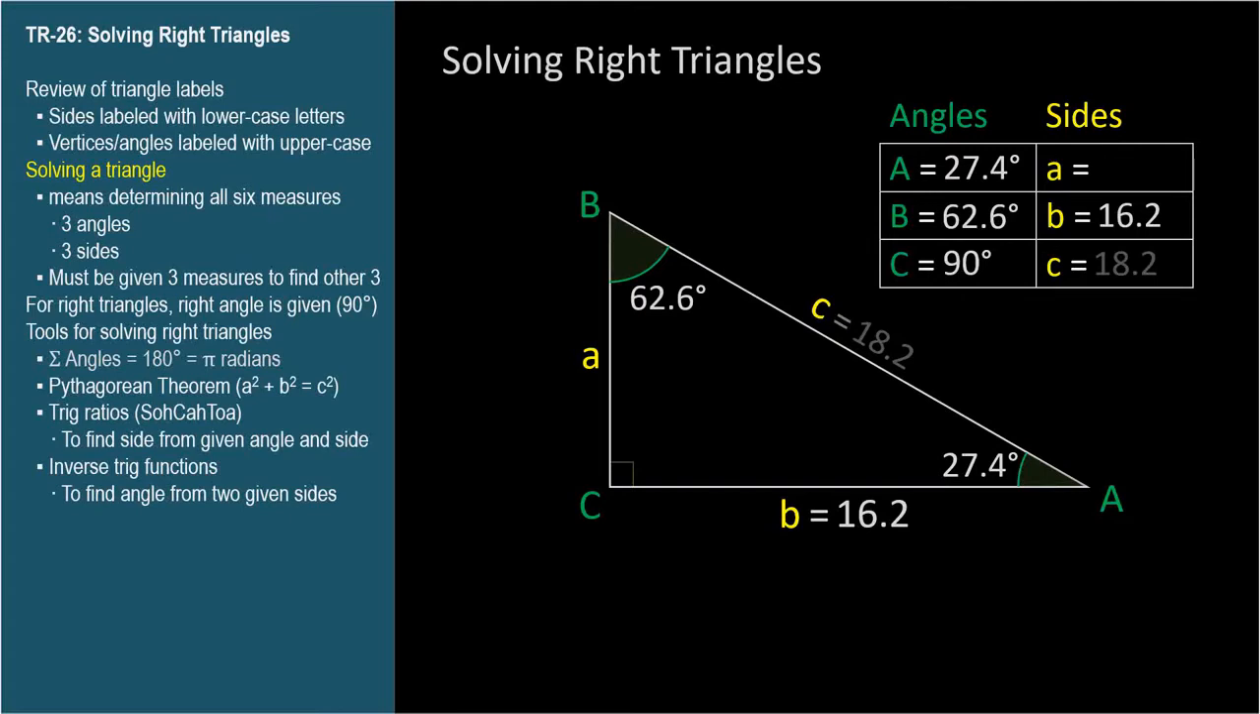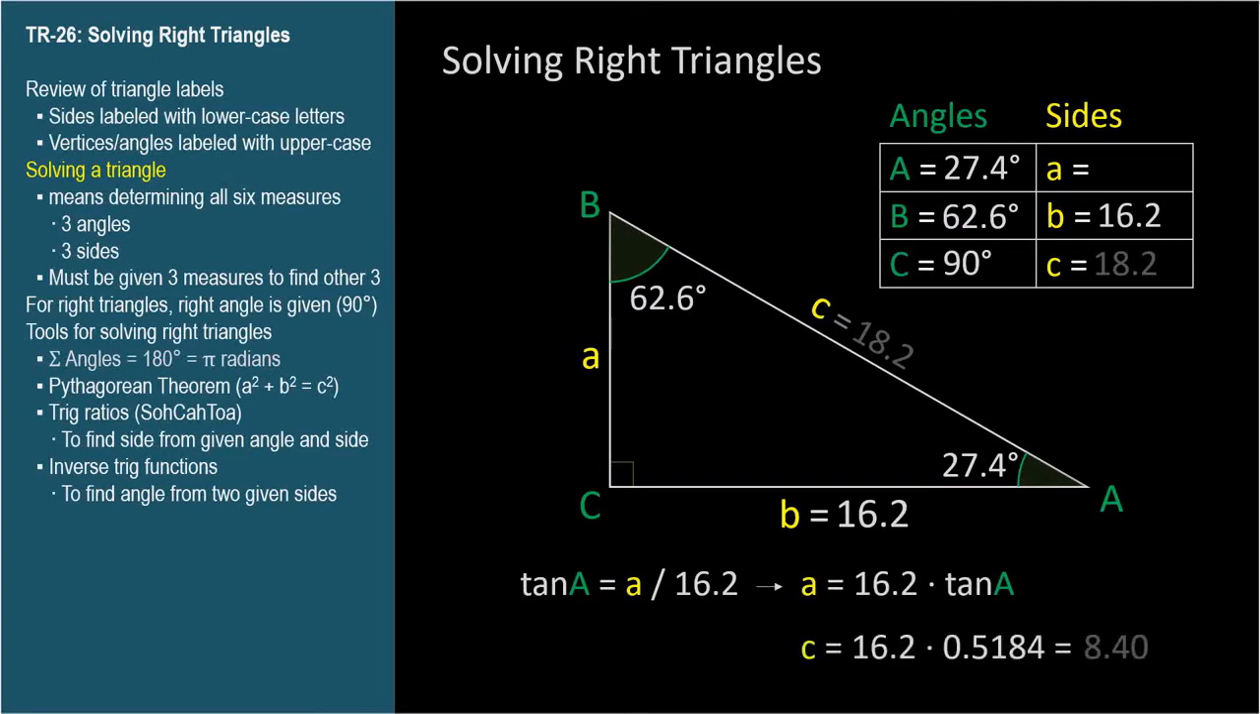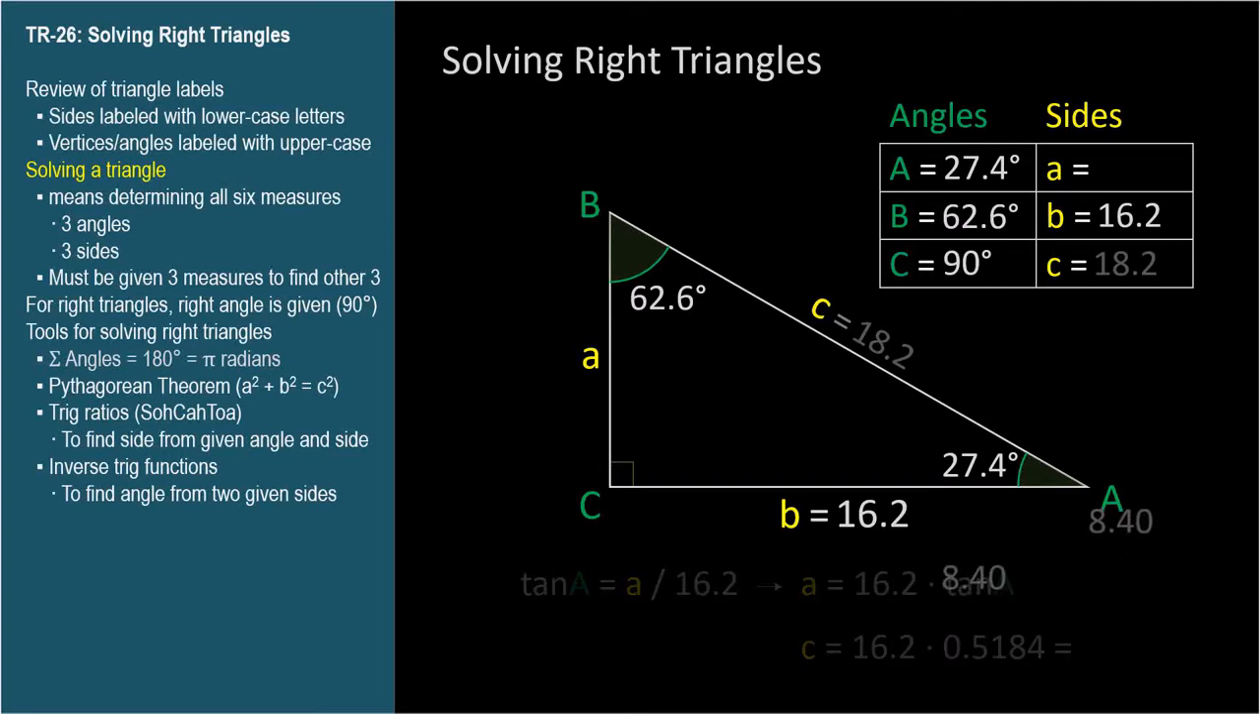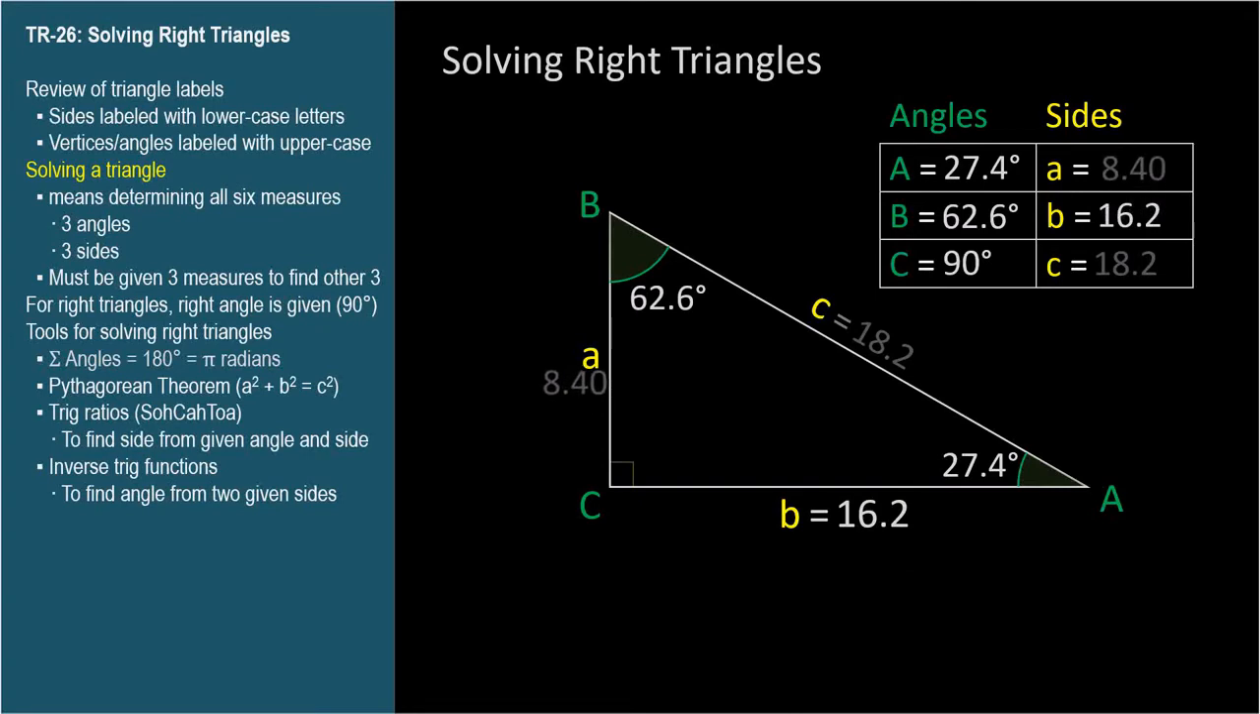Our last unknown is the length of side a. We could use sine A equals a over c and solve for the length of side a. But this would involve our derived value 18.2 for the length of side c. Your trig instructor will look kindly on your effort to avoid using 18.2. So instead, let's use tangent A equals a over b. Solving for a, we get 8.40 units. We include the 0 to show that we've rounded to 3 significant figures to match what we were given.